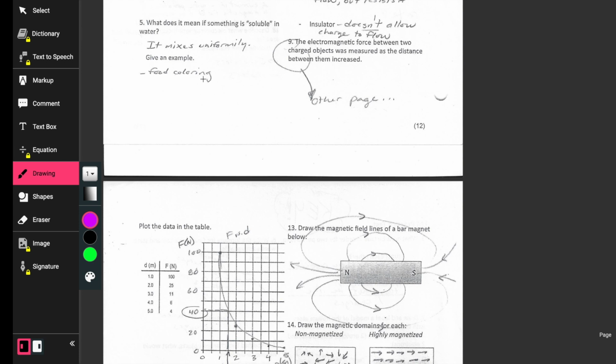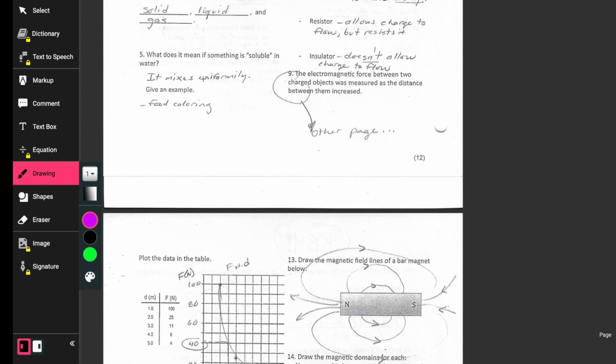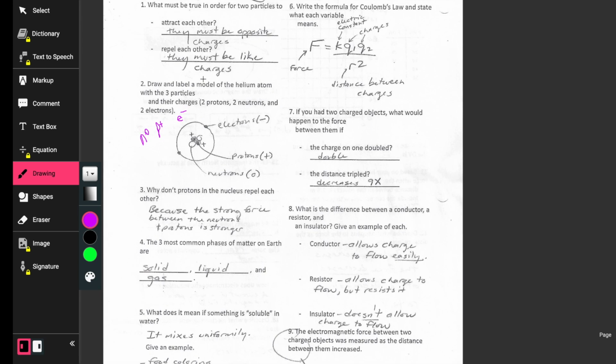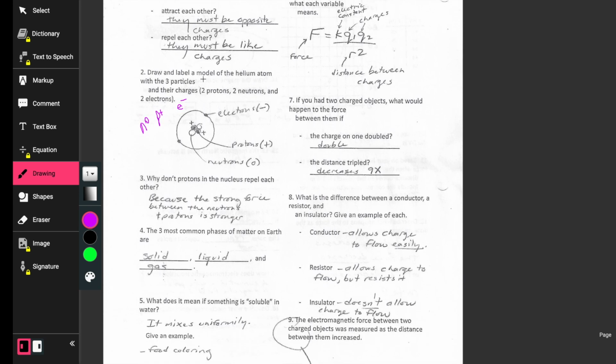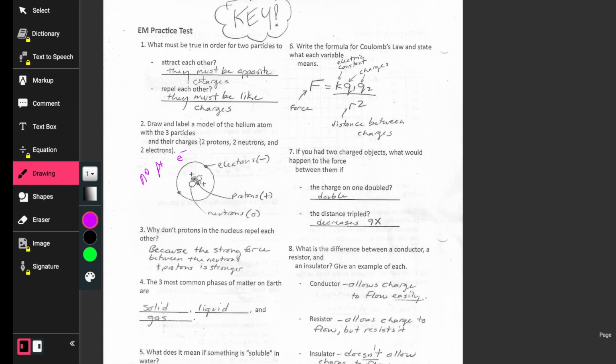Number five, what does it mean if something is soluble in water? Solubility means it mixes uniformly. So this is food coloring. This is sugar dissolving in water. So sugar is soluble in water, because the water will dissolve it. There are some other words in there that can really get you confused, and you'll get to straighten those out in chemistry. Number six, write the formula for Coulomb's law and state what each variable means.